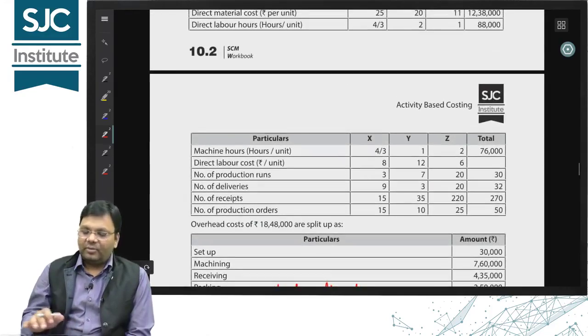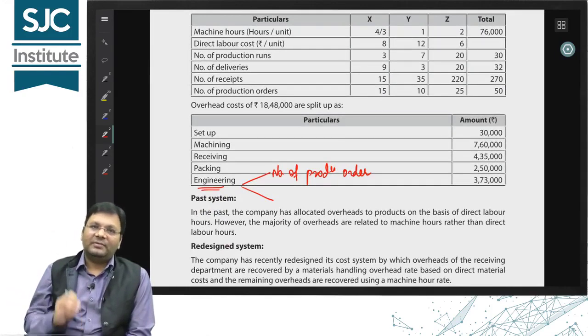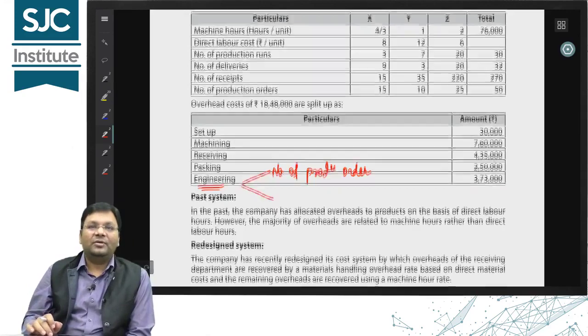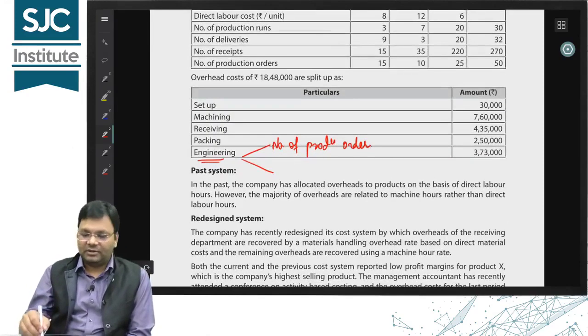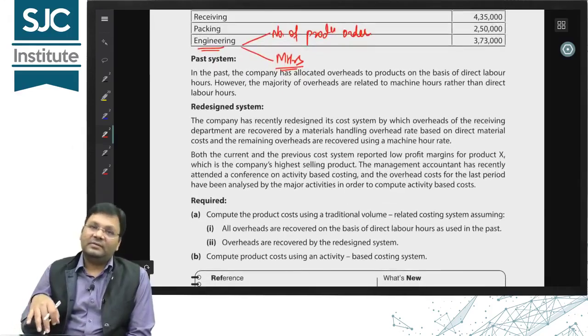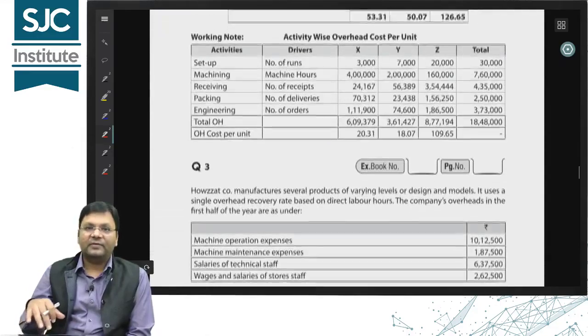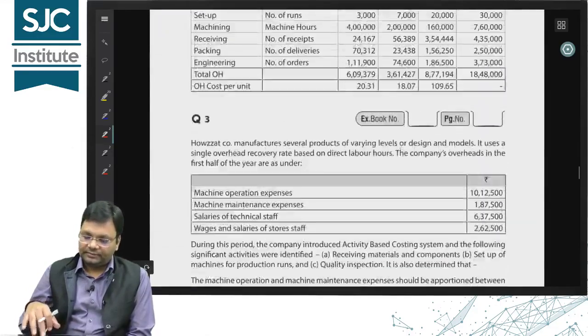So company is already producing 3 types of products, so you cannot produce all 3 at a time, right? You will produce first few units of X, then few units of Y, then few units of Z. So every time the machine needs to be set up, and for that engineers may be required to configure. Based on that, I have used number of production orders. Alternatively, you can also use machine hours as basis for engineering cost. You can use either of these two as basis. Of course, the result will alter if you use machine hours. In our solution, it is all given on the basis of number of production orders.